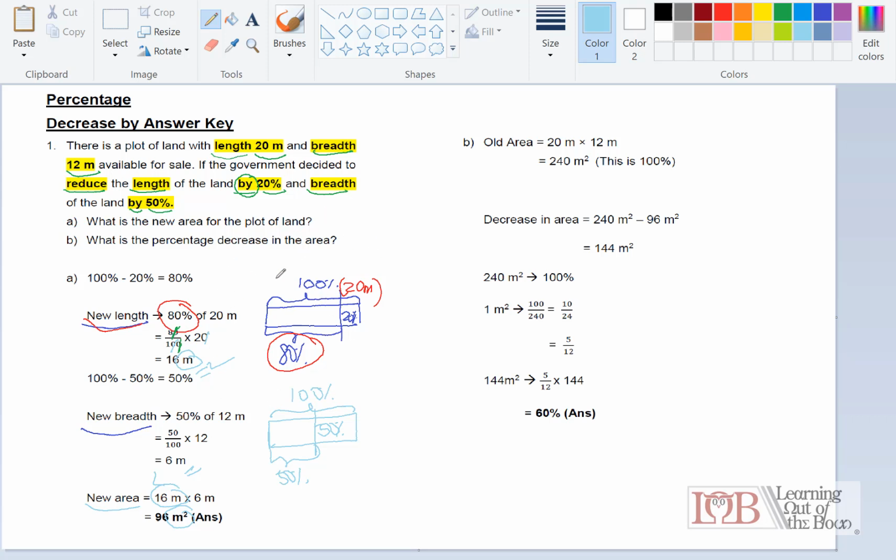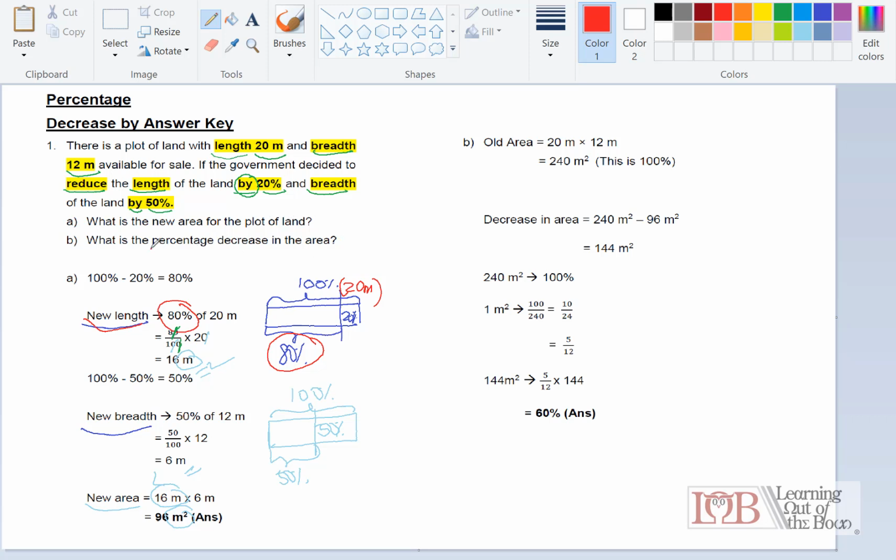So in this case, it's a very simple question to find the area of a rectangle. But because of your understanding that reduce by means to cut, it helps you to speed up. In the other event when you do not know the difference between reduce by and reduce to, probably you're going to get stuck here. Okay, so next, what is the percentage decrease in the area?